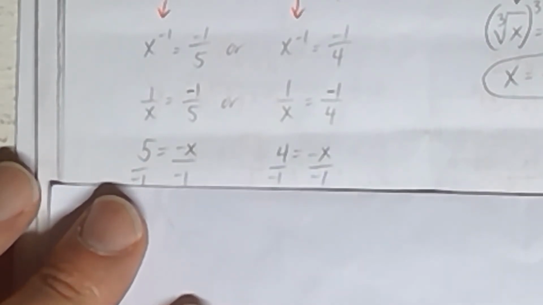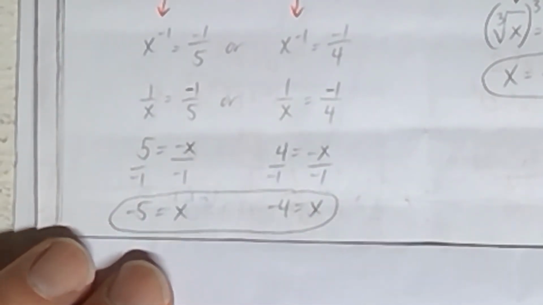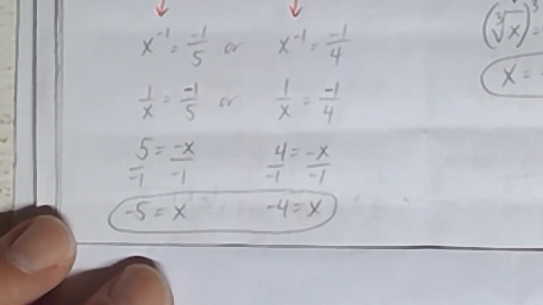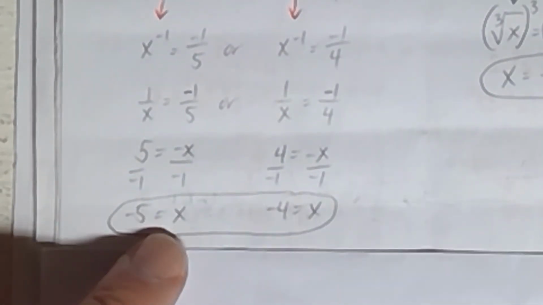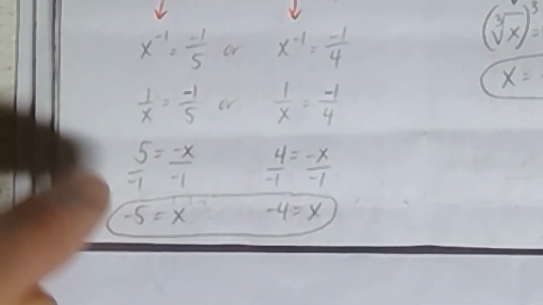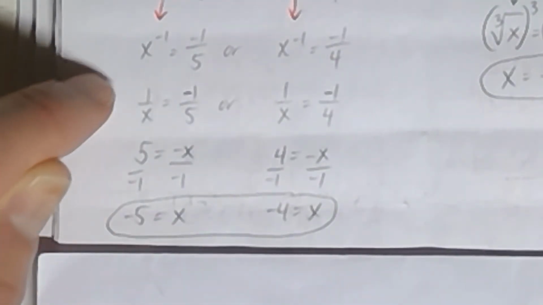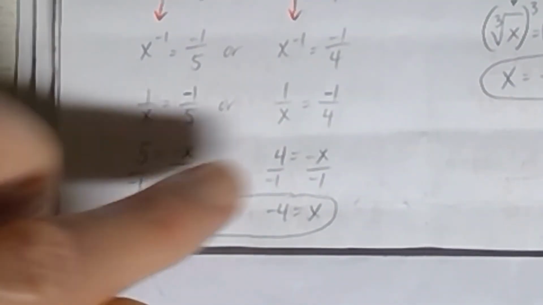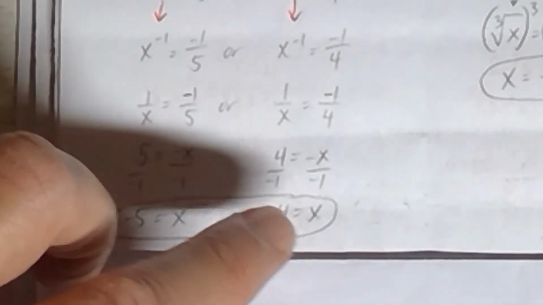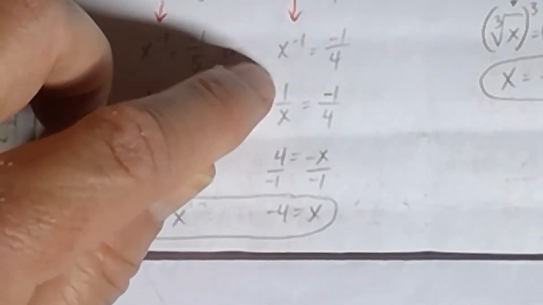I then divide out the negative 1 to get the x by itself, and I end up with negative 5 and negative 4. Now, we did just solve a fraction equation, remember. So when you solve fraction equations, you do need to check your answers to make sure that they don't make the denominator equal to 0. Since negative 5 came from this equation, you don't need to check it with this one. You just need to check negative 5 with what it came from, and negative 4 with where it came from.